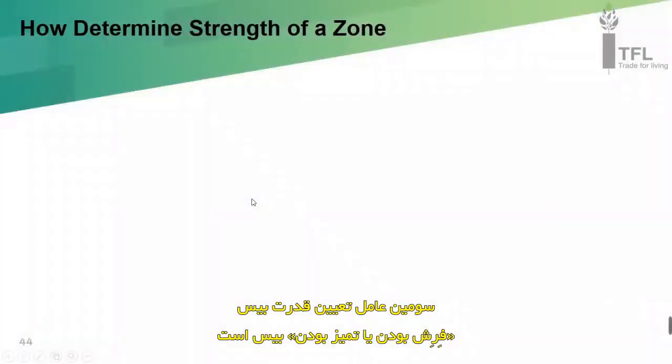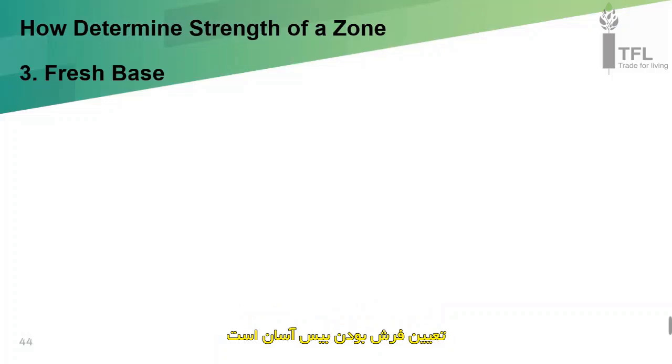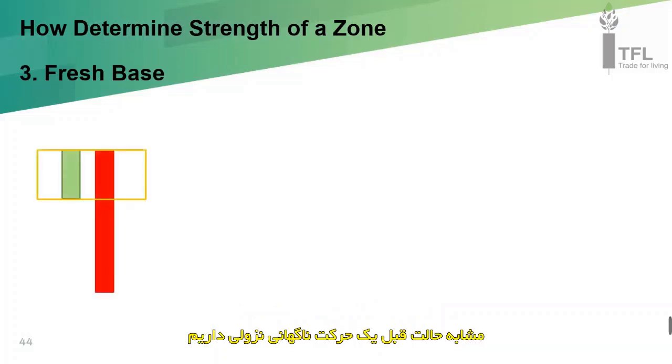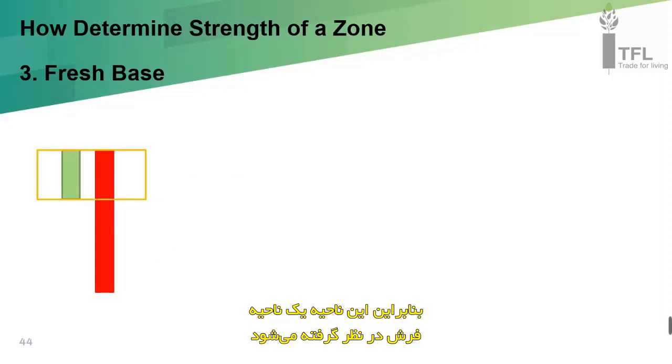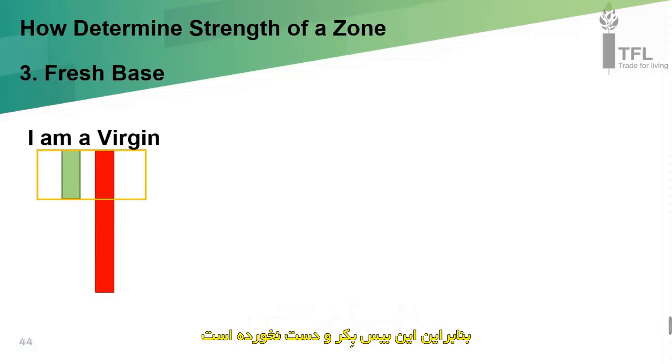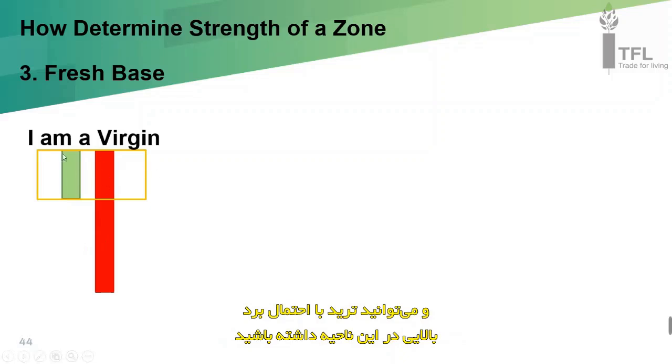Okay, so the third way we determine strength is using the fresh base. All right, the fresh base. So fresh base is actually the easiest to understand. First of all, similar to what we have here, we have a bullish candlestick and then a sudden bearish candlestick. So in future, no price has ever reached this area and tested this zone. So this is considered a fresh base. All right, so I'm a virgin. So it's a fresh base. So there's a high chance that you can take trades over here.